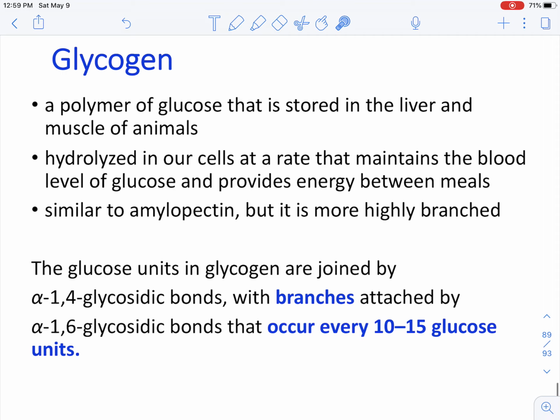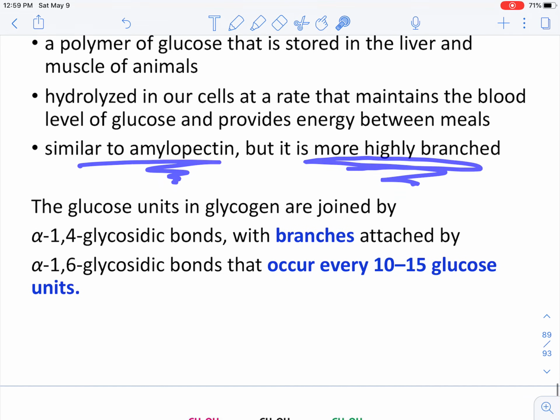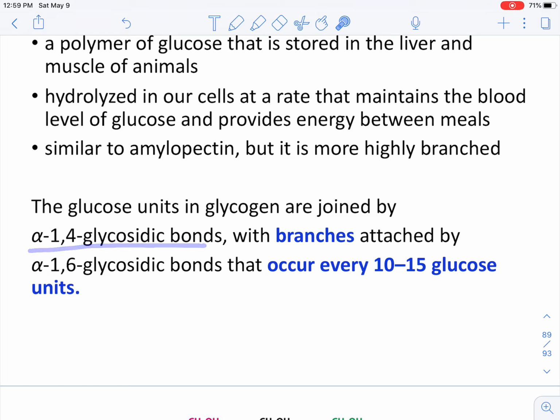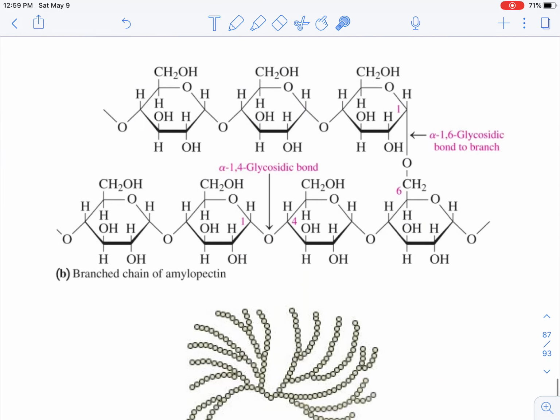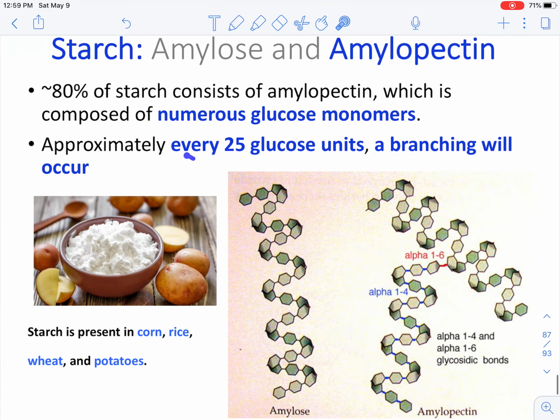Glycogen is very similar to amylopectin. However, the difference is that it's more highly branched. We still see the alpha-1,4 glycosidic bonds and the alpha-1,6 glycosidic bonds. However, the alpha-1,6 glycosidic bond, which describes the branching point, occurs every 10 to 15 glucose units, whereas for amylopectin, it's every 25 glucose units.